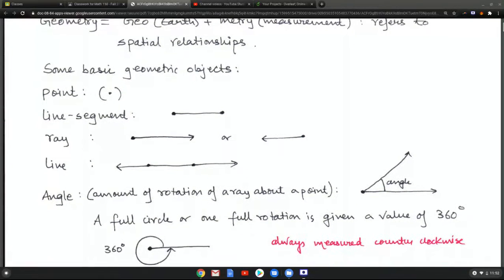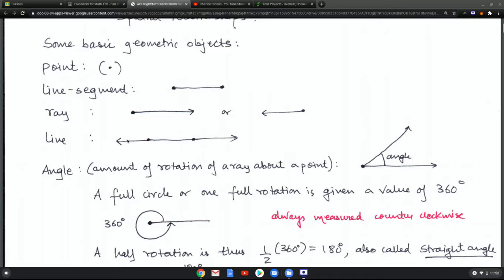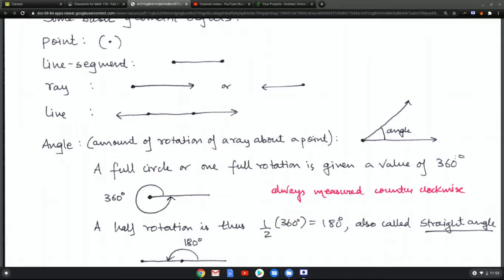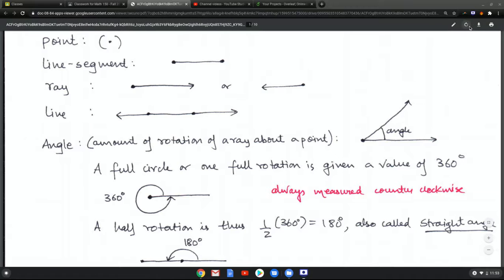Some basic geometric shapes: point, and you connect 2 points to get a line segment. A ray has one end point and goes to infinity on the right side or to the left side. A line goes to infinity on both sides. Angle is the amount of rotation of a ray about a point. So if you have two rays, angle gives you how much should I rotate, say the first one, in order to get to the second one.